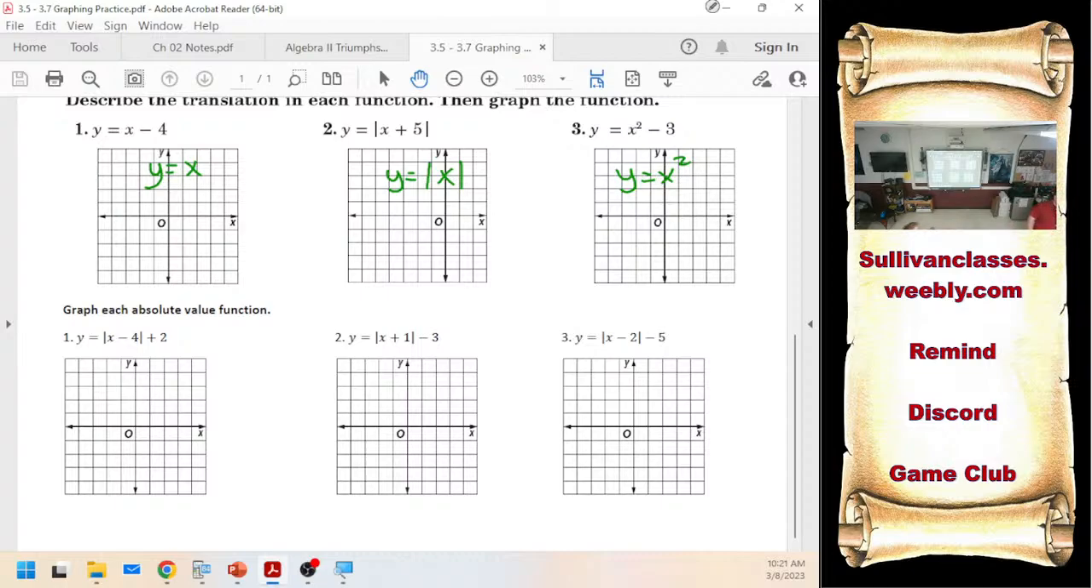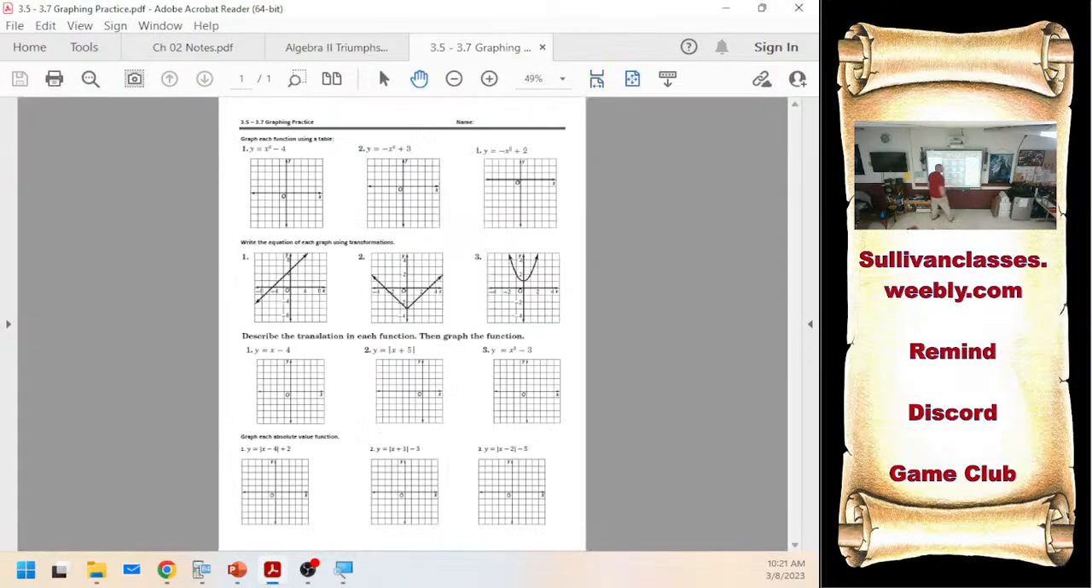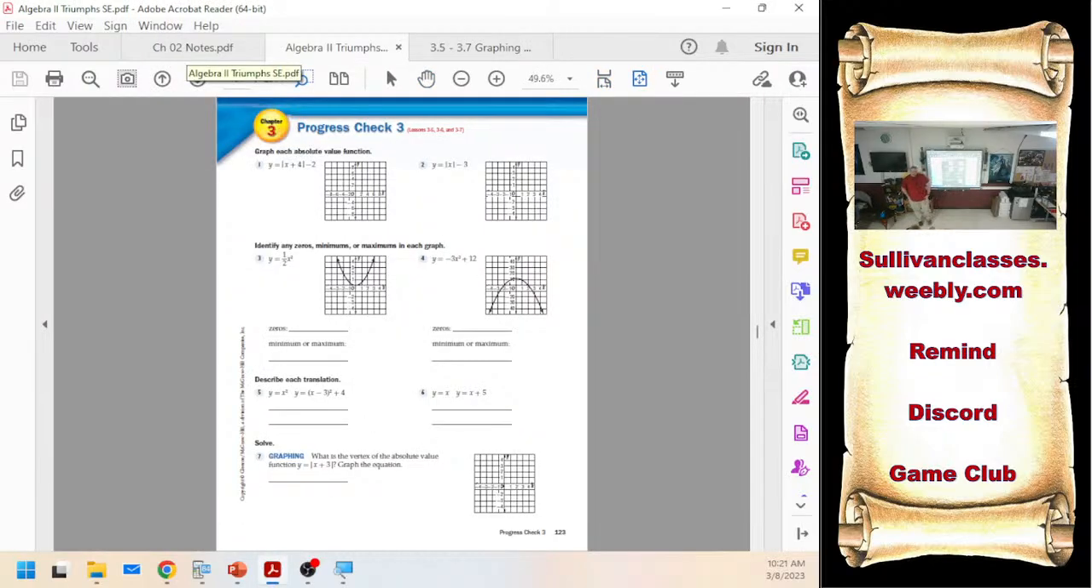Okay? If you can show me these two things, theoretically everything else in your packet, if you can show me this practice page and progress check 3 done, fine by me. After that, you do what you're going to do. If you have taken care of business and you are caught up and your packet is filled in, start to finish, if you just want to relax, okay. We'll get our review and quiz on Friday and you'll be golden, okay?